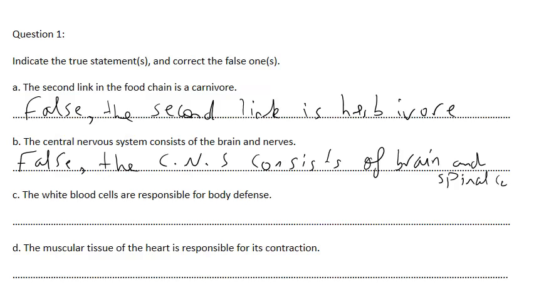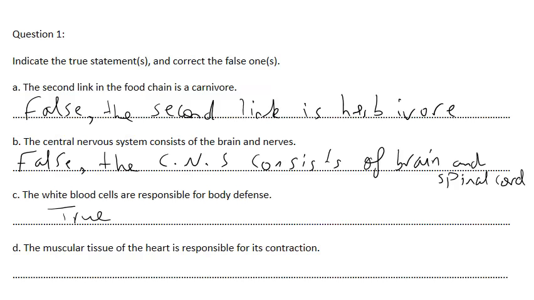Okay? So, we divided the nervous system into two parts, central nervous system and peripheral nervous system. The central nervous system, brain and spinal cord. Peripheral nervous system are the nerves, the sensory nerves and the motor nerves. Clear for everyone? Rama, C. The white blood cells are responsible for body defense. True. The white blood cells, the immune cells, are responsible for body defense or immunity.